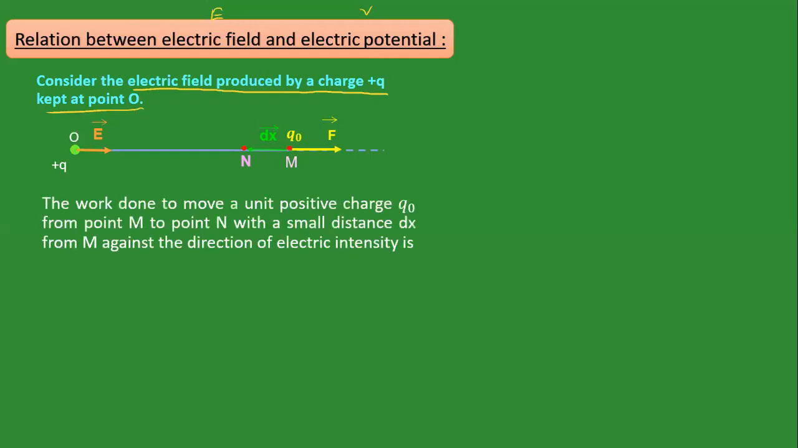Now, the work done to move unit positive charge Q0 from point M to N means we have to displace this charge from point M to point N with a small distance against the electrostatic force, or against the direction of electric intensity, and that work done is given by the formula minus F into dx. Again, the minus sign indicates that F and dx are oppositely directed. You can see here, this is the electrostatic force, and we are displacing the charge in the opposite direction.